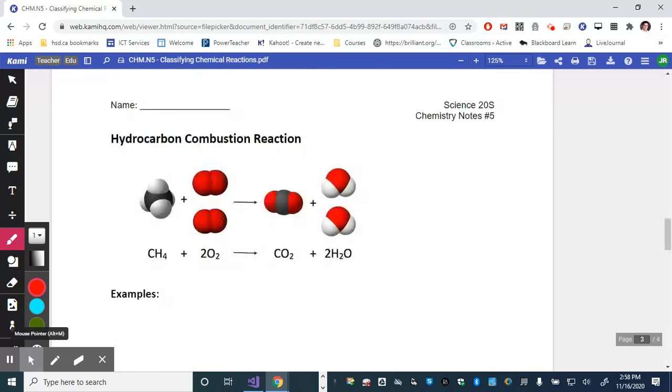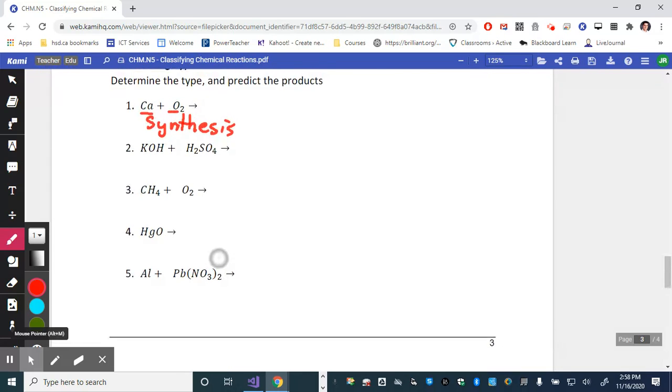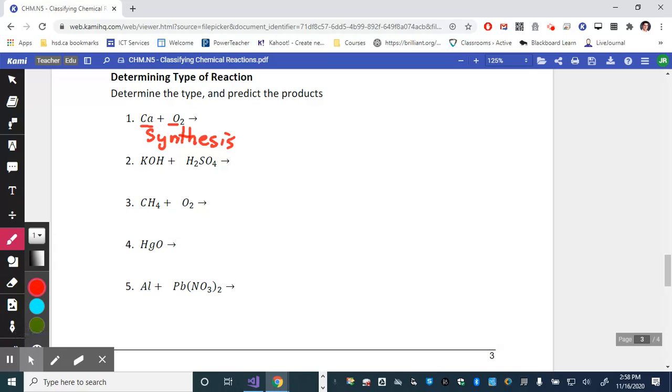Okay, you'll have to scroll up to the top and look at synthesis, and you'll realize, yeah, this must be synthesis. We got a single, and we got another single. This is synthesis. And so then what is going to be the product of the reaction? Well, the product is going to be calcium and oxygen together, so calcium oxide.